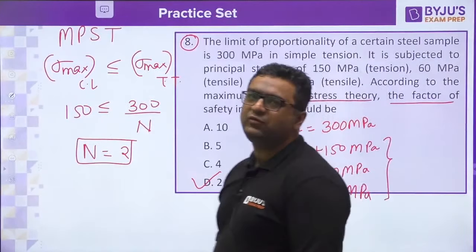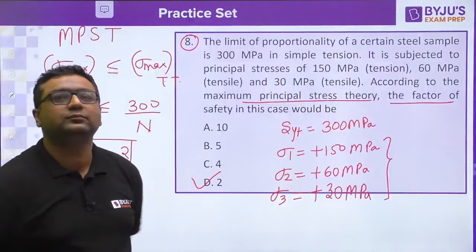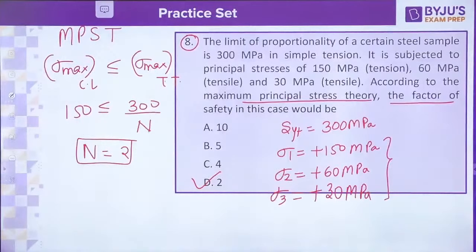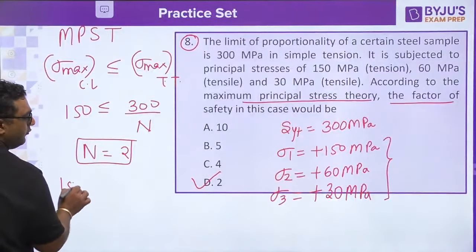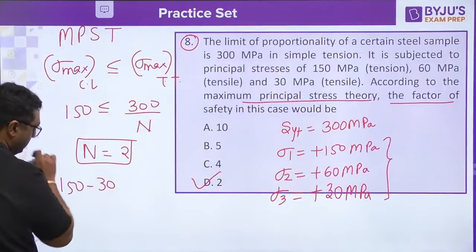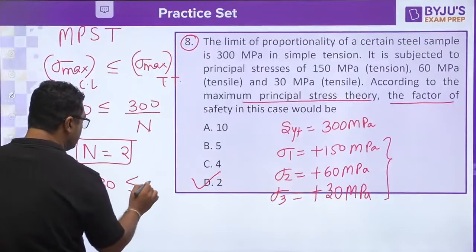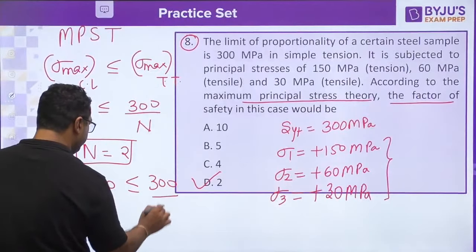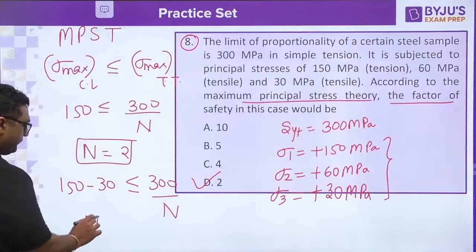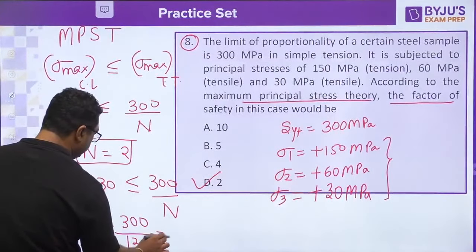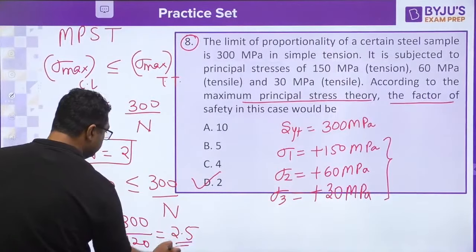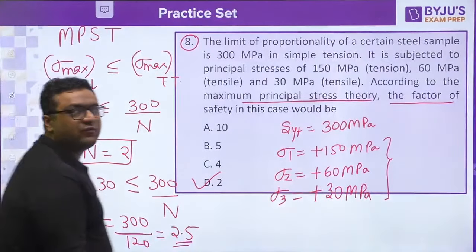For MSST, what would be the answer? For MSST, maximum is going to be sigma 1 minus sigma 3. 150 minus 30 is less than equal to 300 by n. So n will be 300 by 120. Then 2.5 would be the answer.